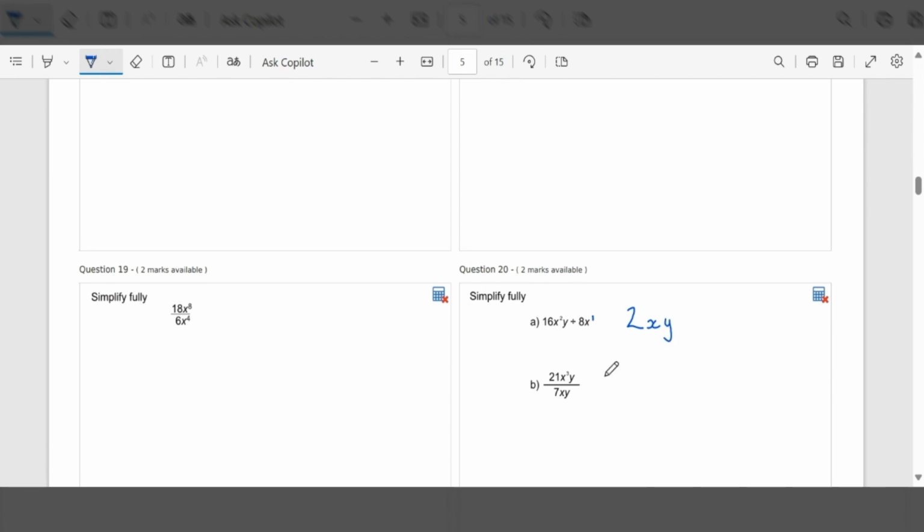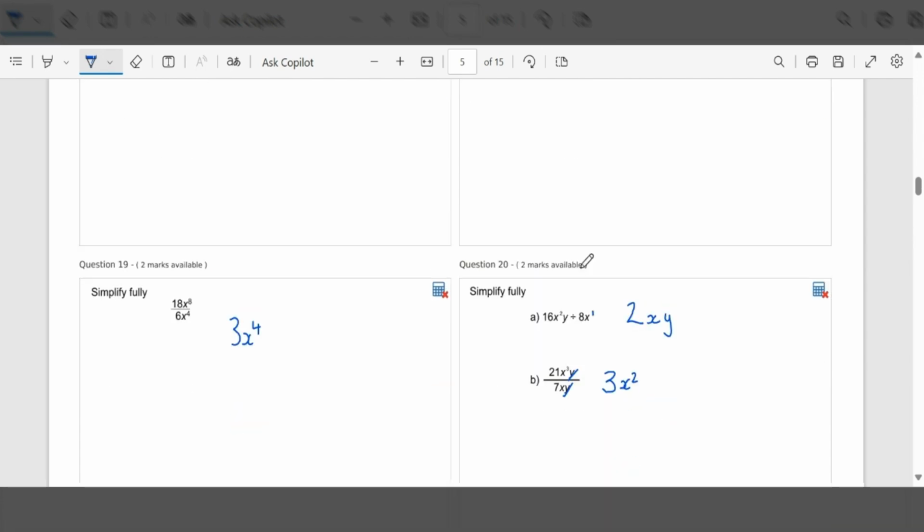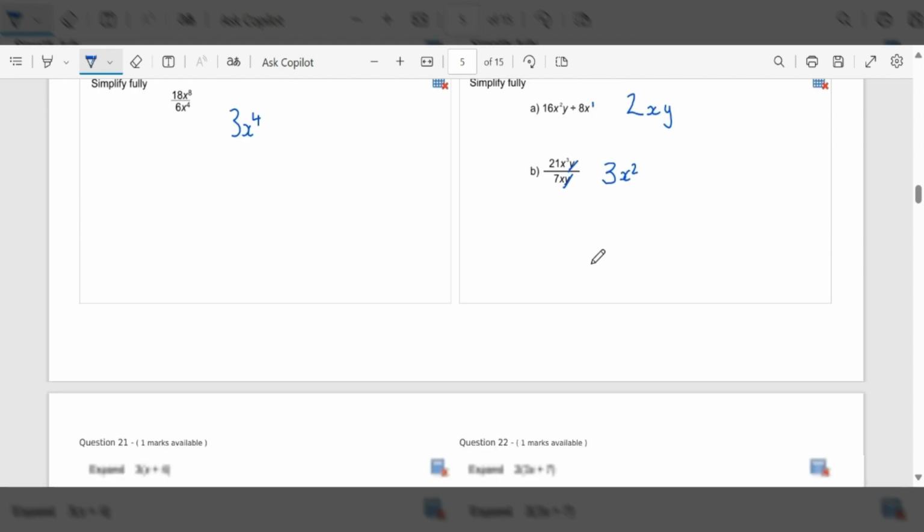And the one underneath, 21 divided by 7 is 3. X cubed divided by x is x squared. And y divided by y, actually, in this case, would just cancel. It's like doing 1 take away 1, so there's no y's there at all, okay? Again, I'm just checking random ones in here. 18 divided by 6 is 3. 8 take away 4 is 4. So if we times the numbers, we add the indices. If you divide the numbers, you take away the indices.